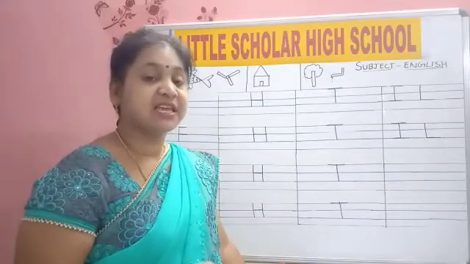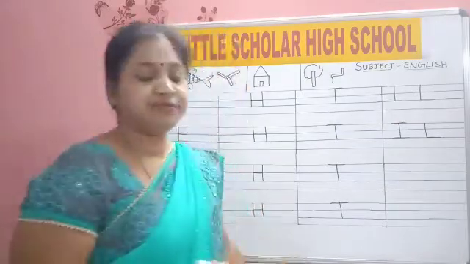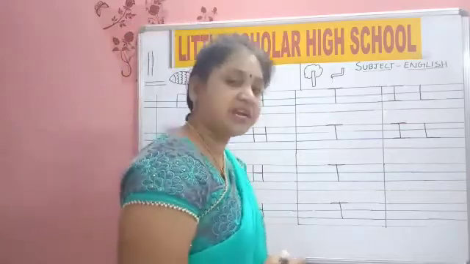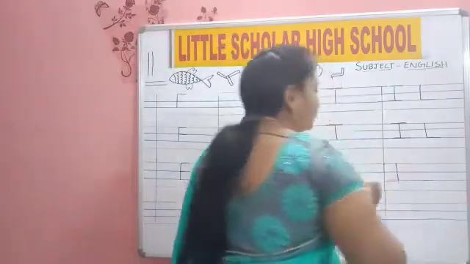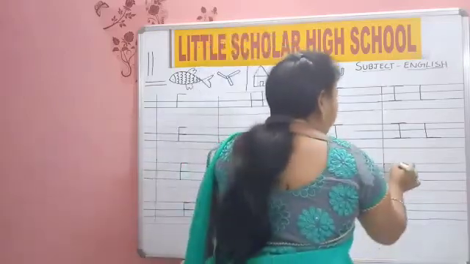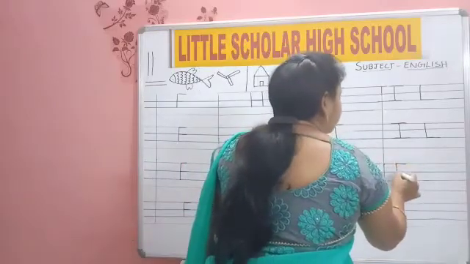Which letter is this? E. E for elephant. We have learned how to write E. Come on, see. One standing line and one sleeping line, two sleeping lines.